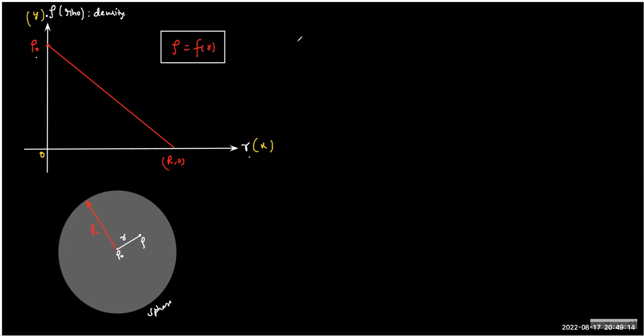And what is the double intercept form? x by a plus y by b equals 1. So tell me guys, what should I write here? Whatever you tell, I will write. Small r by capital R plus rho by rho naught equals 1. Excellent. And therefore rho by rho naught is how much? 1 minus r by R. So rho is how much? Rho naught times (1 minus r by R).